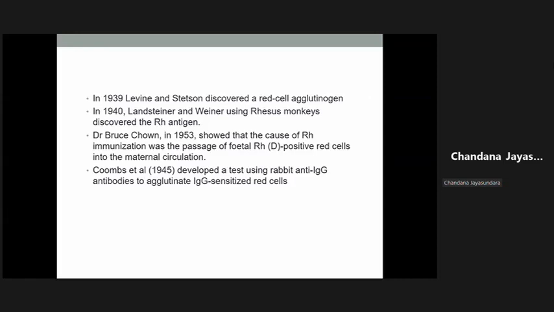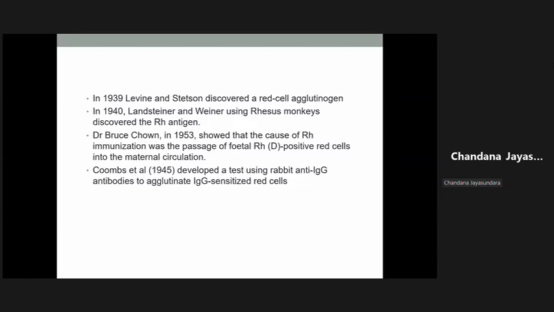So in 1939, Levine and Stetson discovered the problem of red cell agglutination. When red cells agglutinate, they are destroyed by the reticuloendothelial system, and that will cause kernicterus or jaundice in the neonate, which happens due to destruction of red blood cells and release of bilirubin. So this was first discovered by Levine and Stetson.